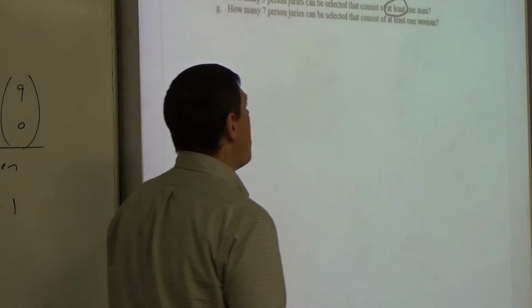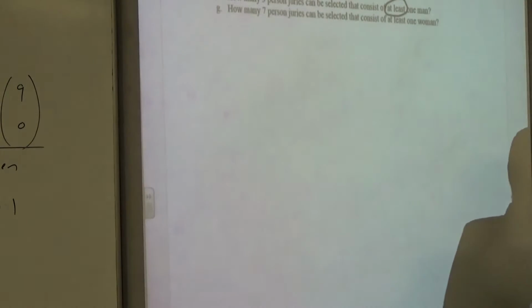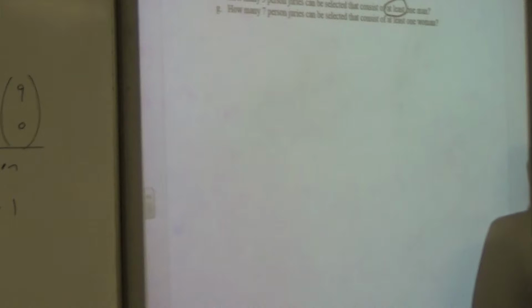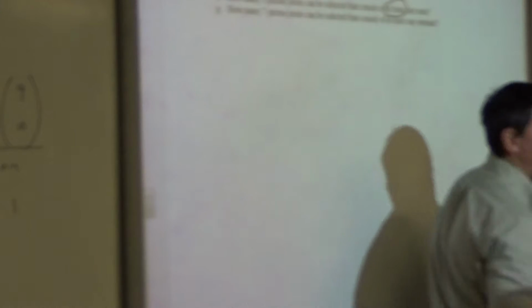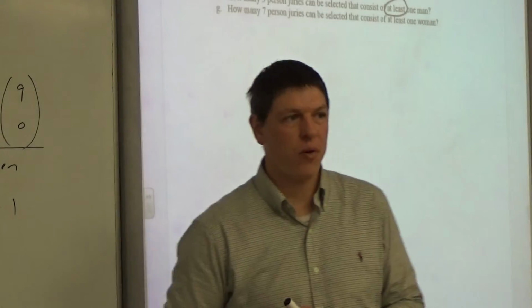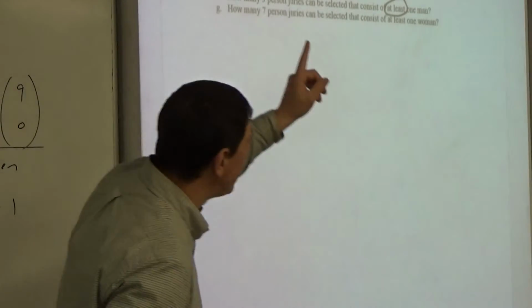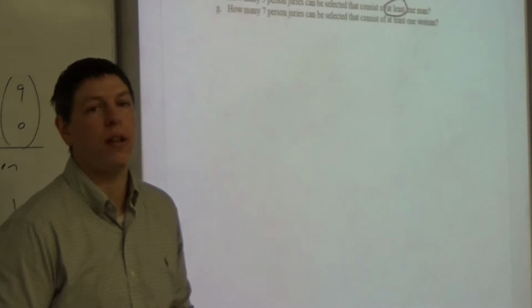Okay, so if we knew the total juries, we could say the total number of juries minus the juries of all men, okay? That's a faster way to do it. Not saying it's easier, okay? In fact, it'd probably be easier to do it the top way logically, okay?